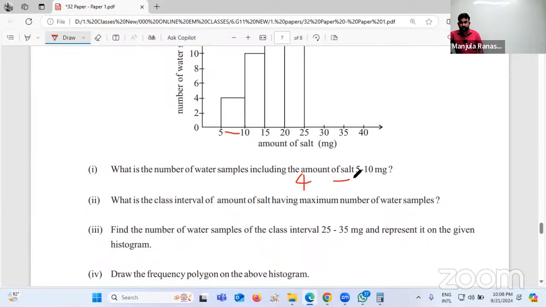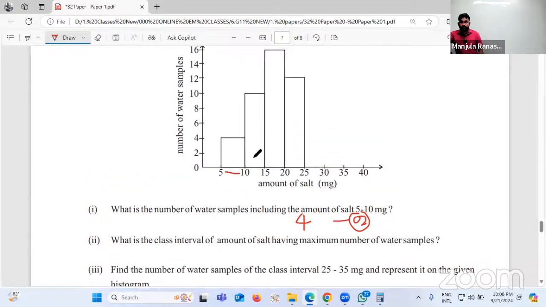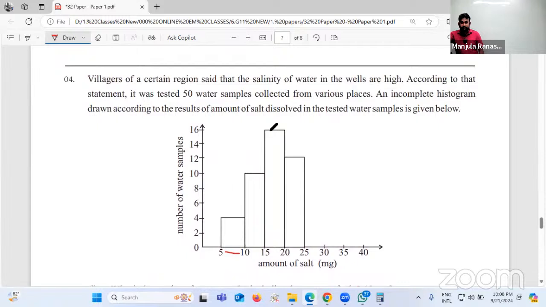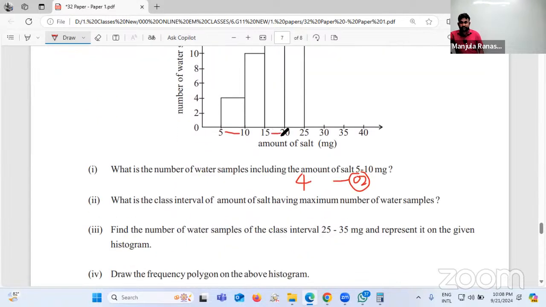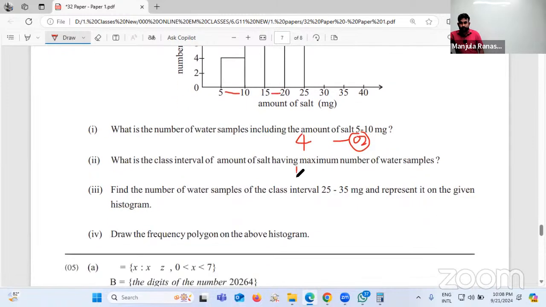Here 2 marks. Okay, then what is the class interval of amount of salt having the maximum number of water samples? So here the maximum number is 16. That belongs to which class interval? 15 to 20. 15 to 20 milligrams, with the units. So you have 2 marks.